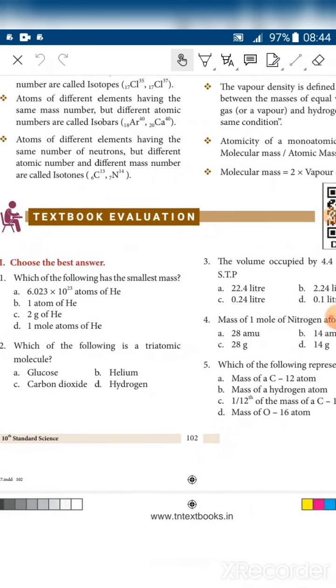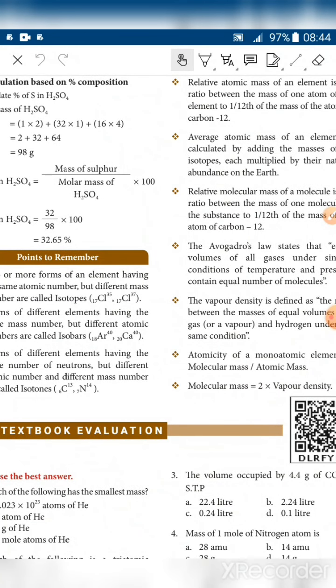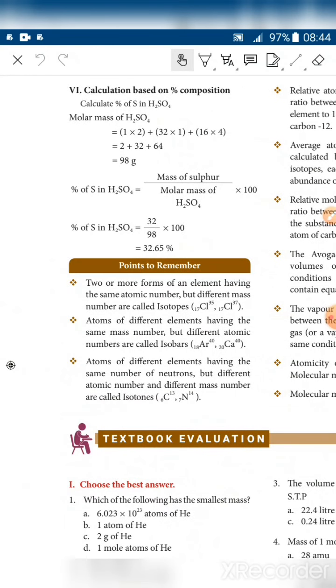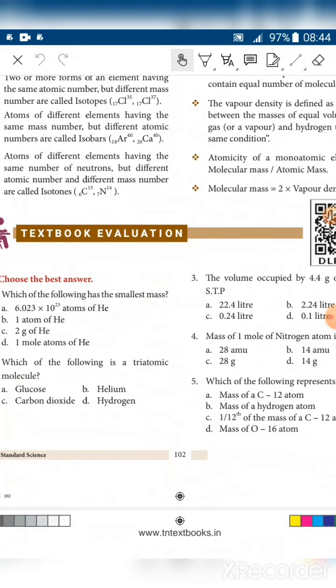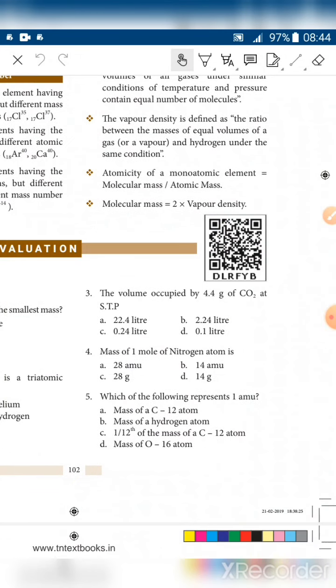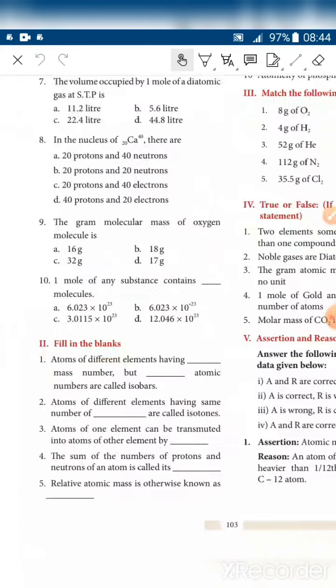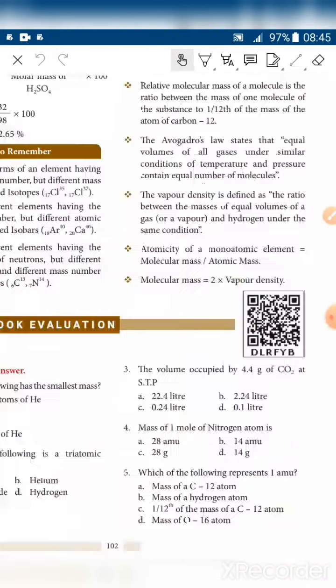So you have to revise all this, and in the next class you will see the textbook evaluation, and along with this topic you will be given some problems to solve using the formula. You have to solve the problems and write them in your classwork, and we will see the textbook evaluation: choose the correct answer, fill in the blanks, match the following, true or false. All these things we will discuss in the next class.